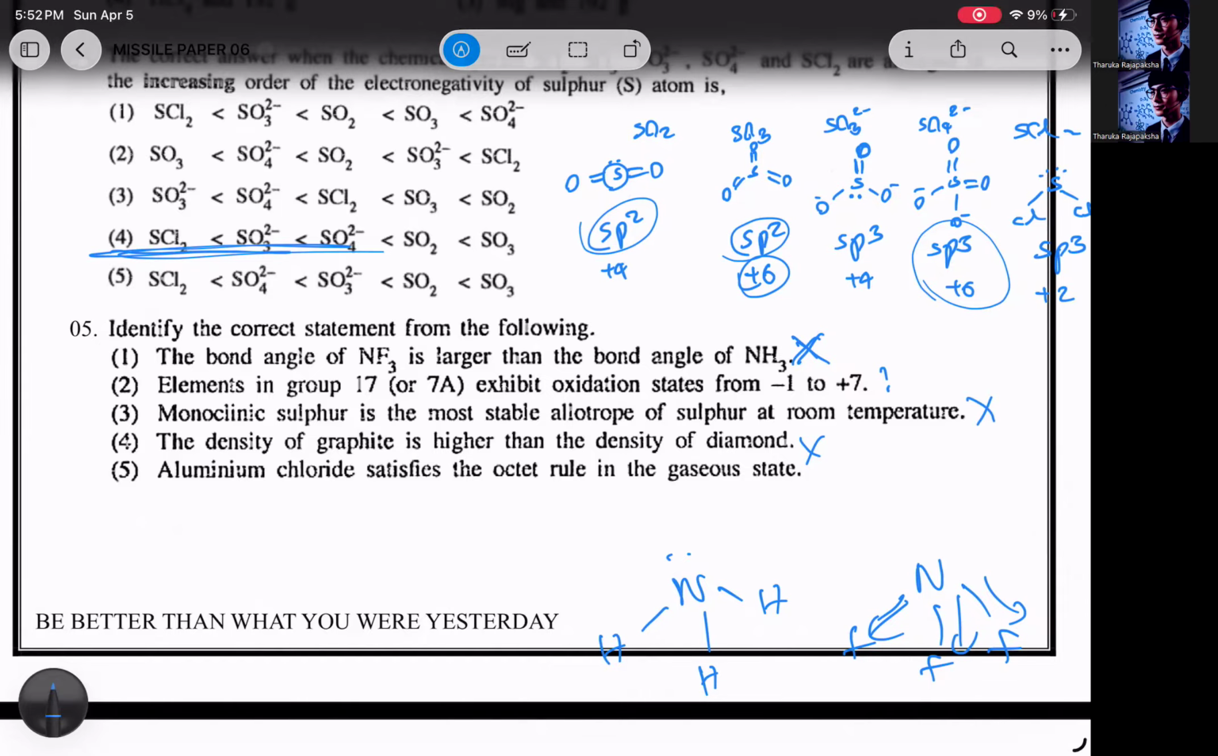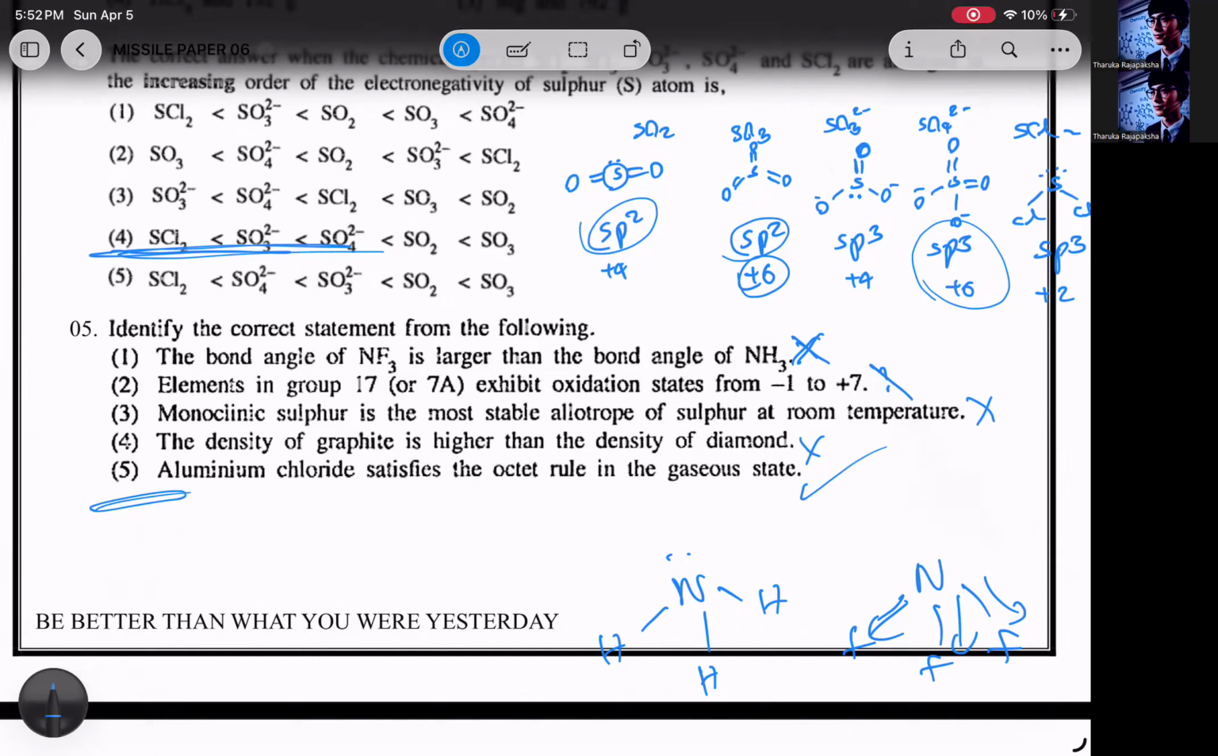Aluminium chloride satisfies the octet rule in the gaseous state. Yes, aluminium chloride will dimerize to form Al2Cl6 in the gaseous state, which will give you a stable compound, Al2Cl6, right? So the correct answer is answer number 5.